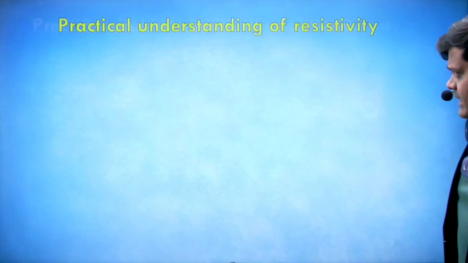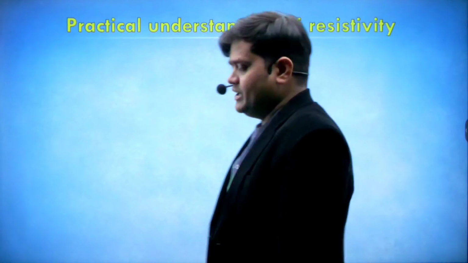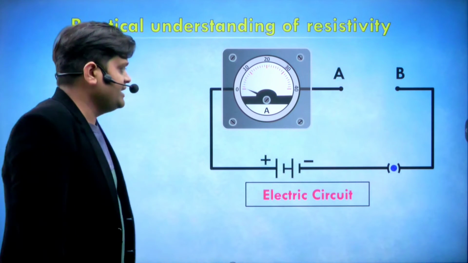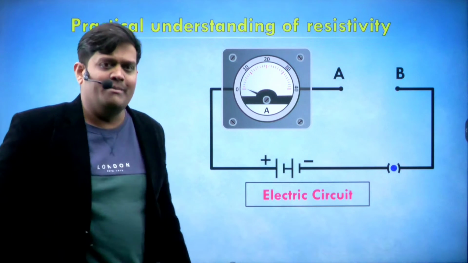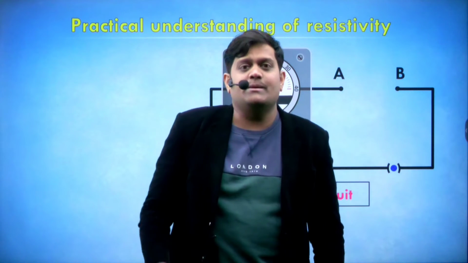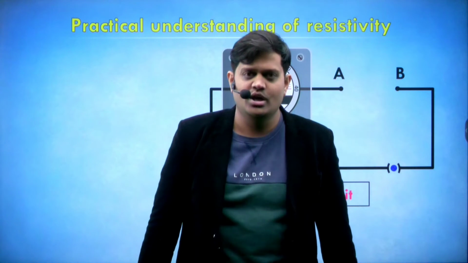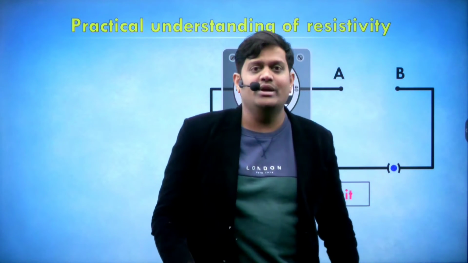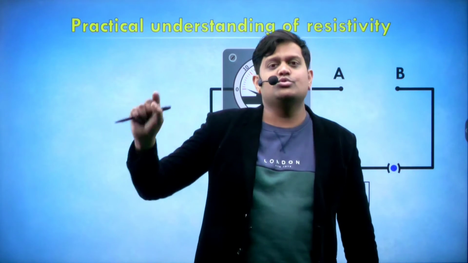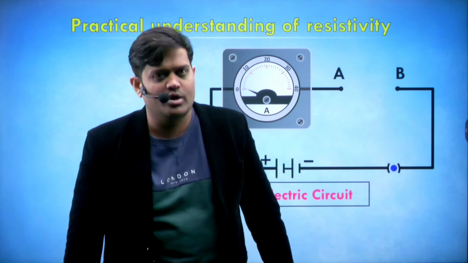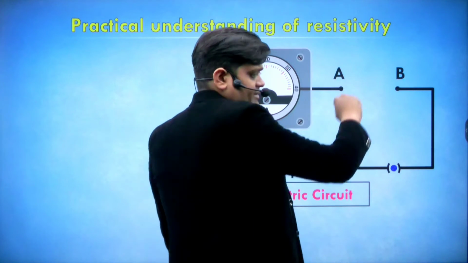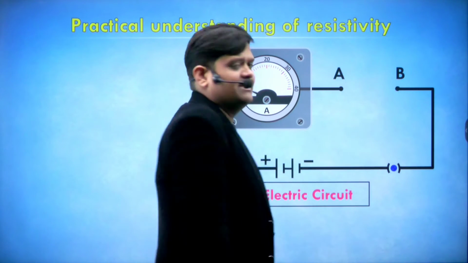Now, next, practical understanding of the resistivity. Let us have an electric circuit. Here, an ammeter is connected. Ammeter is used to measure the electric current, and voltmeter is used to measure the potential difference. Here the circuit is open because there is a break between A and B.